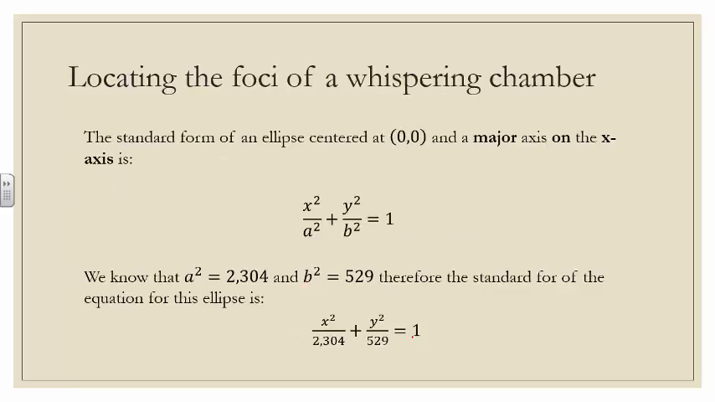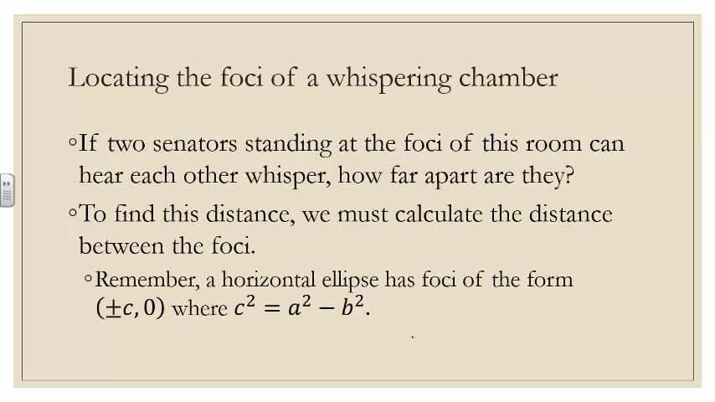Remember, the standard form of an ellipse centered at the origin, the point 0, 0, with a major axis on the x-axis is x squared over a squared plus y squared over b squared equals 1. We now know a squared is 2,304 and b squared is 529. Therefore, the standard equation of this ellipse is x squared over 2,304 plus y squared over 529 equals 1.